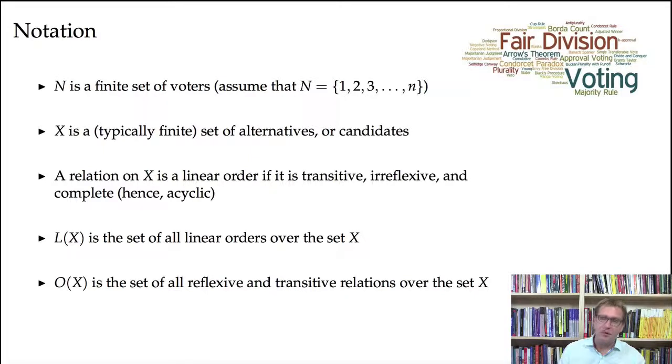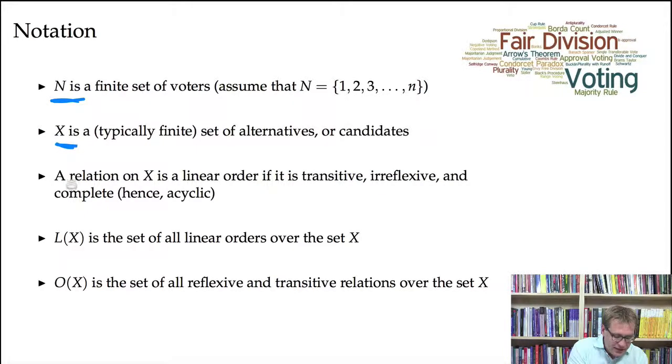The main parameters are going to be a set N of voters. We always assume that there are only finitely many voters. And let's call the voters 1, 2, 3 up to n. So I'll use natural numbers to name the different voters. We also have a set X of alternatives or candidates.